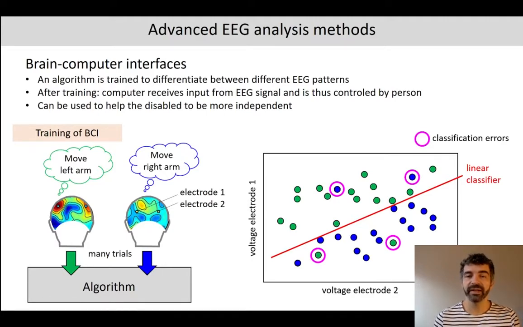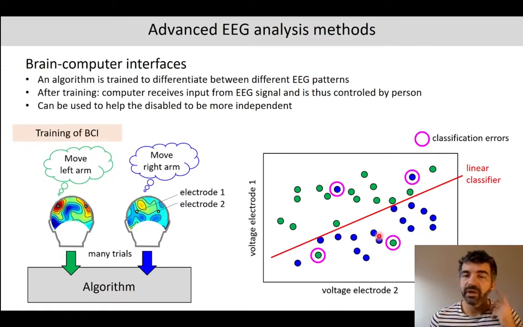And then you can connect this classification with the interaction with the computer. So for example, when they're thinking about moving the left arm, a dial turns around that points at different letters, and then when they think about moving their right arm, it will stop, and then you have the input to the computer. Or you can move a mouse arrow. Any kind of application is really possible.